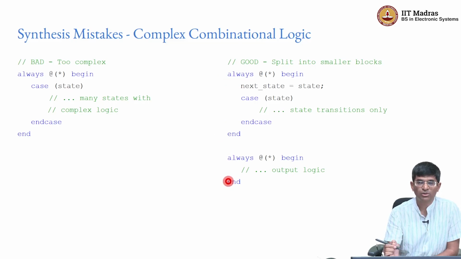Have a separate always block that takes care of computation of outputs, and this essentially makes your logic easier to understand. It may potentially also solve problems where writing code like this could even result in a non-synthesizable system, whereas this would actually cleanly split it out into two separate parts.